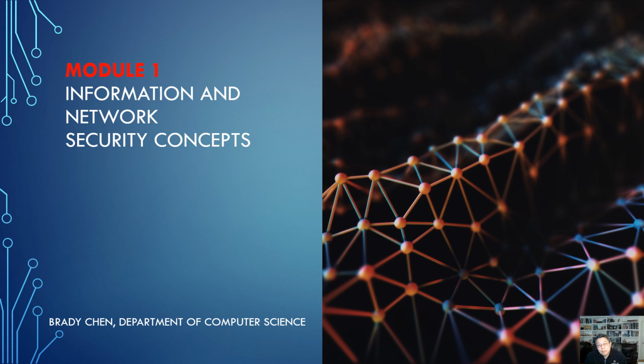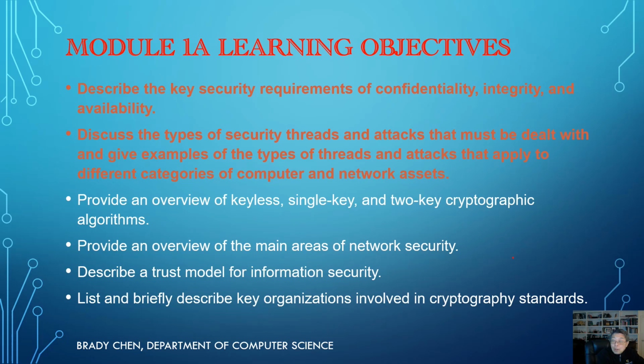Module 1, Information and Network Security Concepts. In this module, we will first define many of the terminologies used in information and network security. We'll then provide the overview of the main areas of network security and the cryptographic algorithms. We're going to divide Module 1 into two parts, Module 1A and Module 1B.